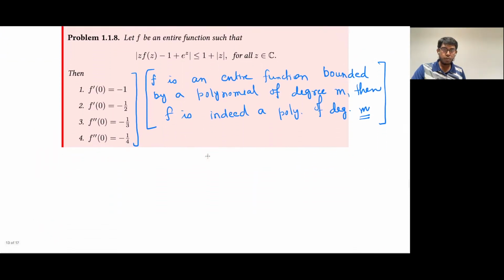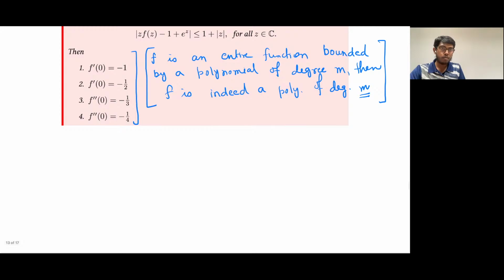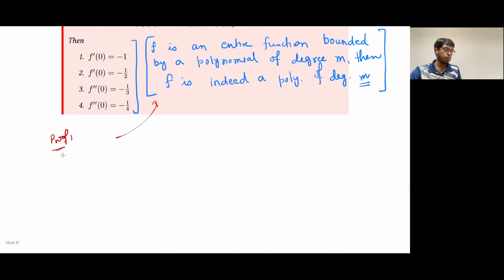Okay, so let's discuss this. Again, I'm emphasizing that whenever you have an entire function, that is, analytic on the whole of C, and it is bounded by a polynomial of degree m, then the function is itself a polynomial. This is a very important problem. Its proof is also not very difficult, so let's quickly see a sketch of the proof.